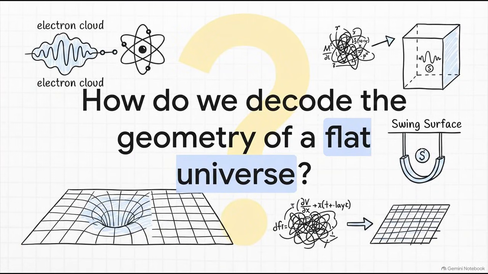So how do we actually decode the geometry of a flat universe? That is the massive question we're tackling today. For decades, physicists have relied on some absolutely incredible mathematical tools to understand how quantum mechanics and gravity interact. But there's a pretty big catch. Those tools, they were built for a hypothetical curved universe. So how do we adapt our best mathematical framework to work in our actual universe, which is fundamentally flat? It's a real scientific mystery, and it requires some serious mathematical acrobatics.